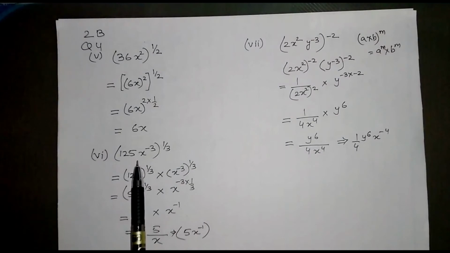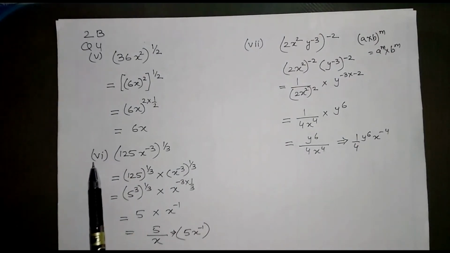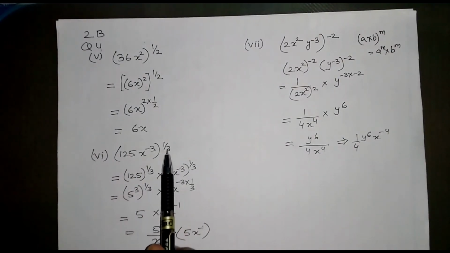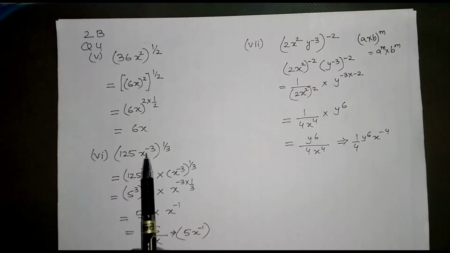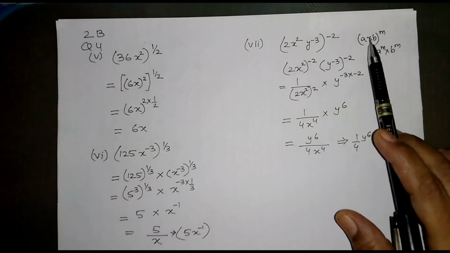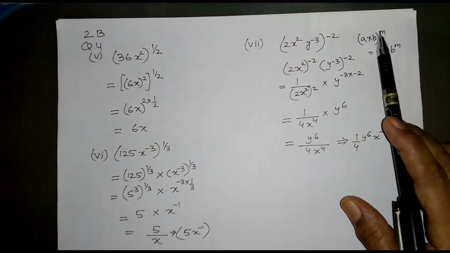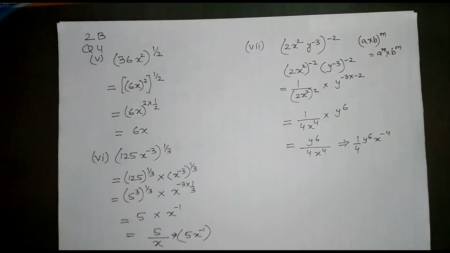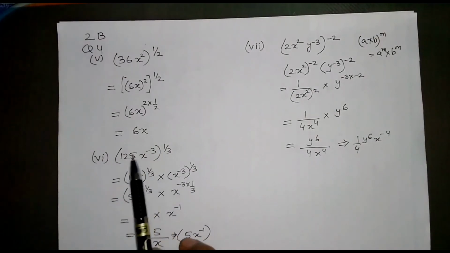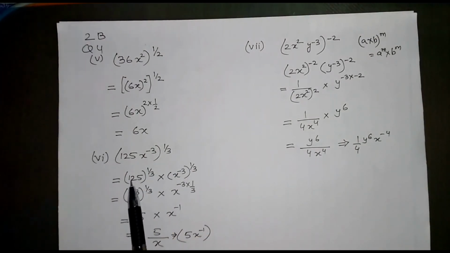Now in this sum, sixth sum, we separate the powers. We give this 1 by 3 power separately for 125 and x minus 3. We are trying to follow this rule: a into b whole raised to m is equal to a raised to m into b raised to m. So we are giving this power separately. We are separating the terms.